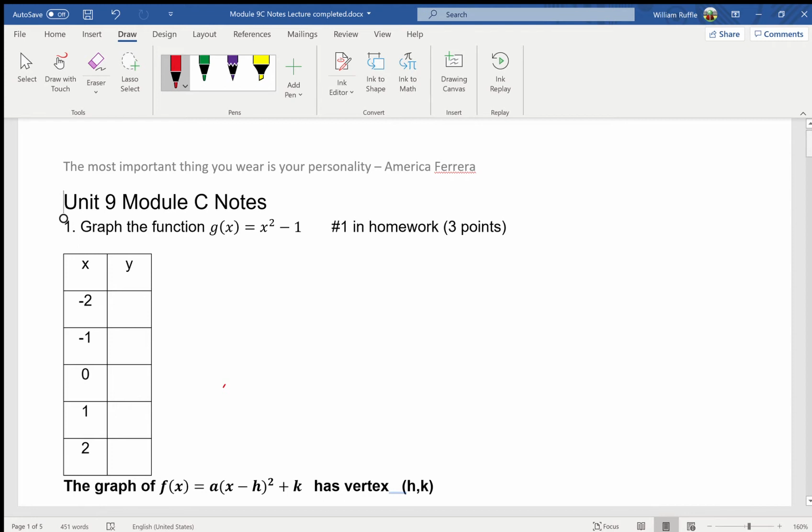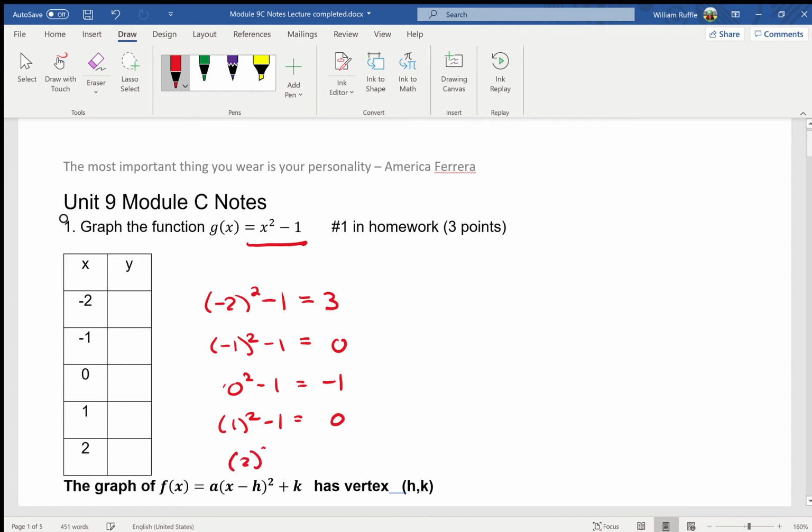But we're going to be graphing some parabolas here. Now, the first thing we're going to do is put values into an equation. So we have x squared minus 1. We have an x value of negative 2. So all we do is negative 2 squared minus 1, which is 3. Negative 1 squared minus 1 gives 0. 0 squared minus 1 is negative 1. 1 squared minus 1 is 0. And then 2 squared minus 1 is 3. So I just fill in my values.